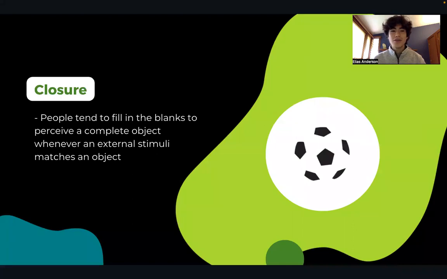First off, we're going to be talking about closure. Closure is when people tend to fill in the blanks and perceive a complete object whenever it matches an external stimuli or object. So for this example on the right, we have a soccer ball, but the only reason we can tell it's a soccer ball is because our mind puts it together. It puts the little black patches and closes off in a circle. And since we have that external stimuli that matches our idea of the soccer ball, it just fits together and our mind closes these gaps in between so we can see the whole soccer ball.